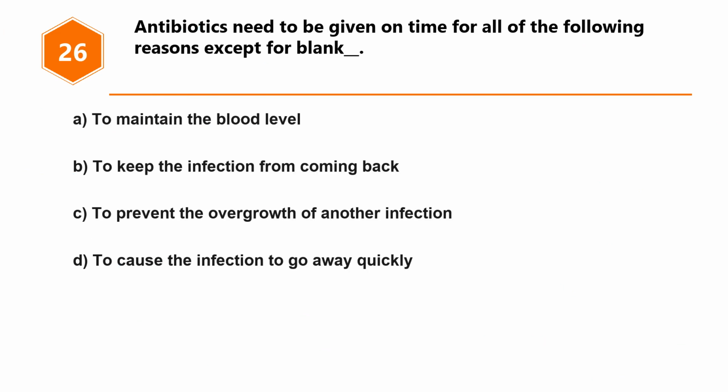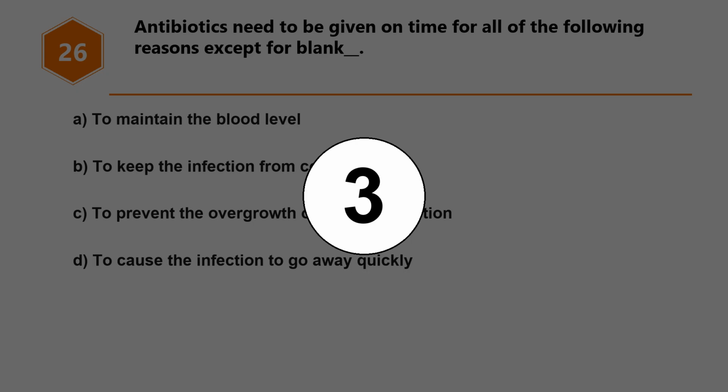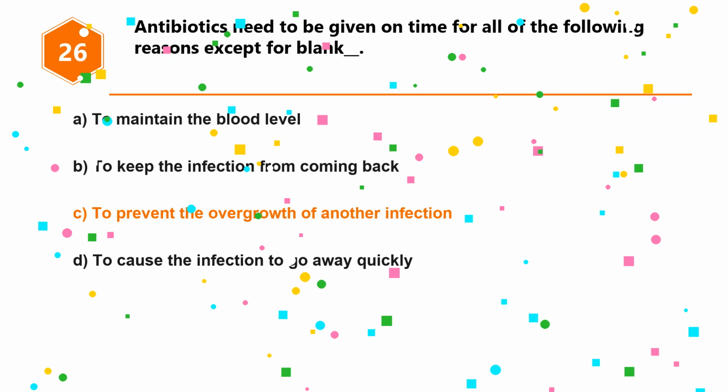Question 26. Antibiotics need to be given on time for all of the following reasons except for blank. Option A. To maintain the blood level. Option B. To keep the infection from coming back. Option C. To prevent the overgrowth of another infection. Option D. To cause the infection to go away quickly. The correct answer is option C. To prevent the overgrowth of another infection.